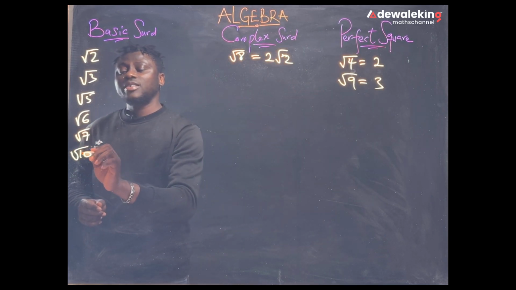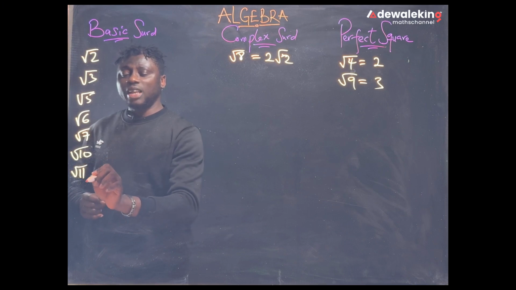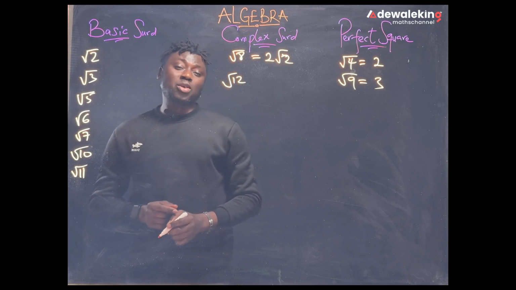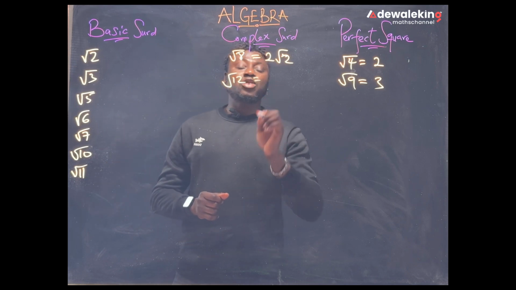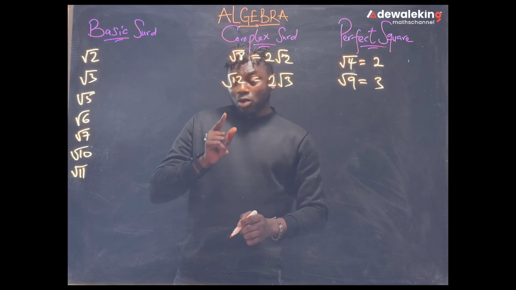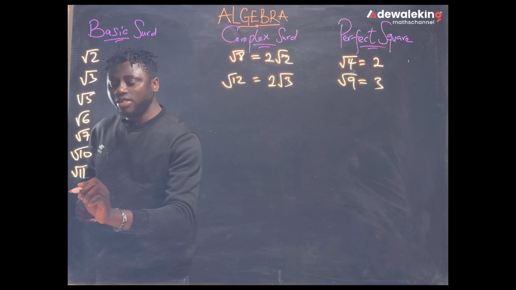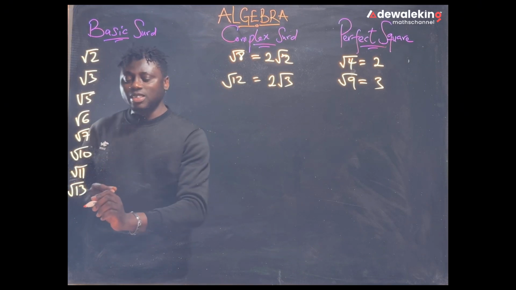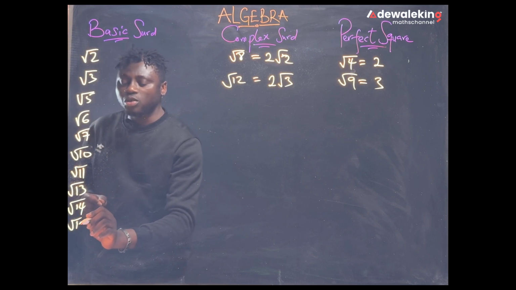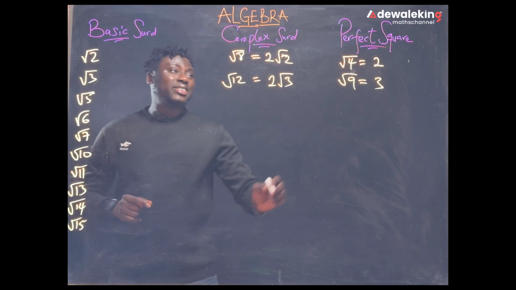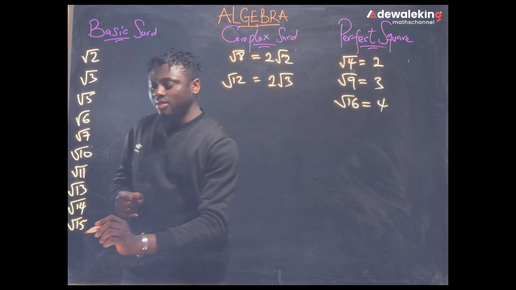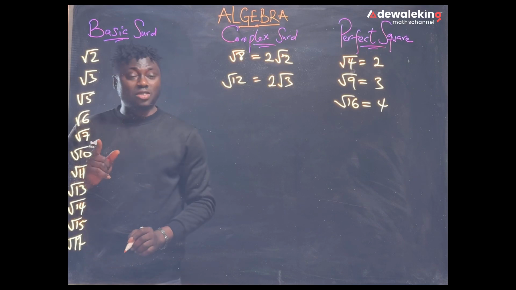Root 10 is a basic SURD, root 11 is a basic SURD, but root 12 is a complex SURD because 4 times 3 is 12 and square root of 4 is 2, so that will give us 2 root 3. Root 13 is a basic SURD, root 14 is also a basic SURD, root 15 is also a basic SURD, root 16 is a perfect square and is equal to 4. Root 17 is also a basic SURD.